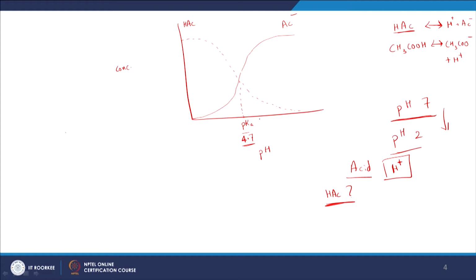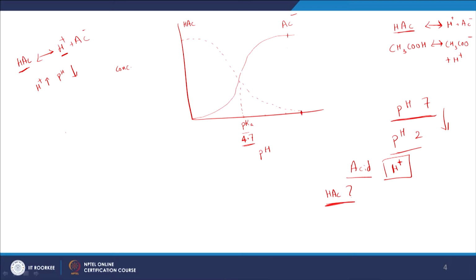The pH is around 7 here, let us say. So at pH 7 we see that the HAc that you add to your solution will dissociate into H plus and Ac minus, or at pH 7 acetic acid is going to donate the proton, right. But as you keep adding H plus, what is going to happen to the pH? The pH is going to decrease.